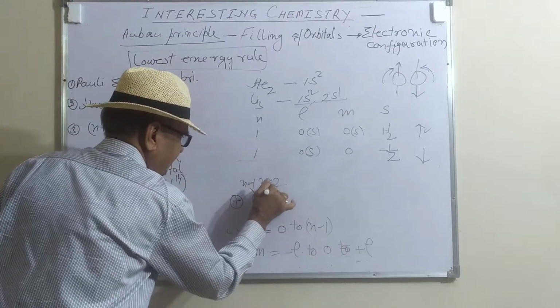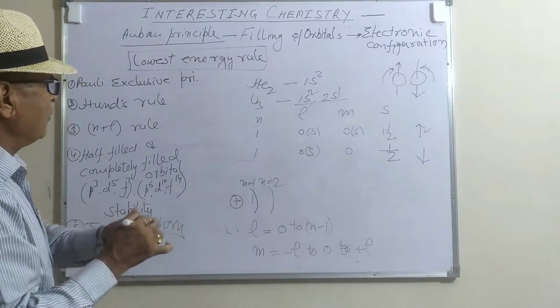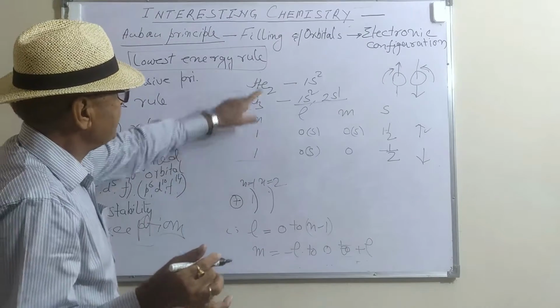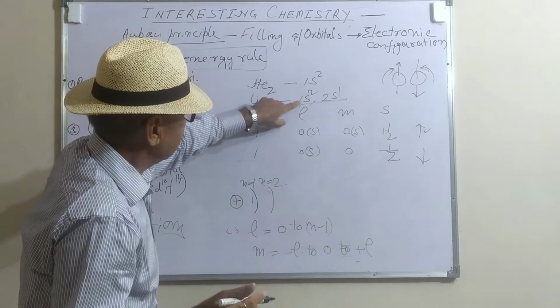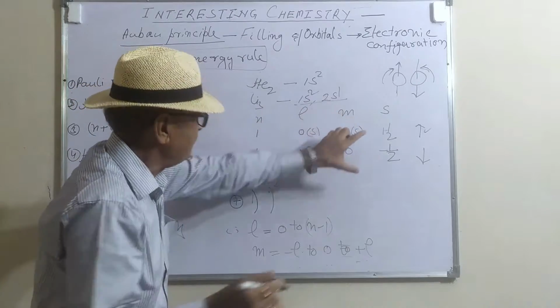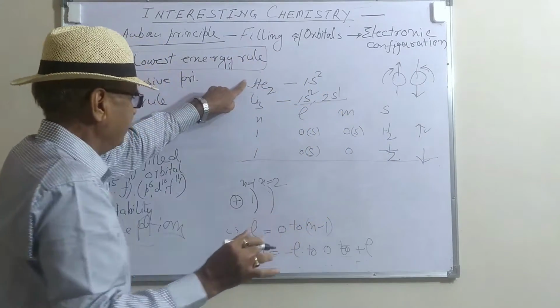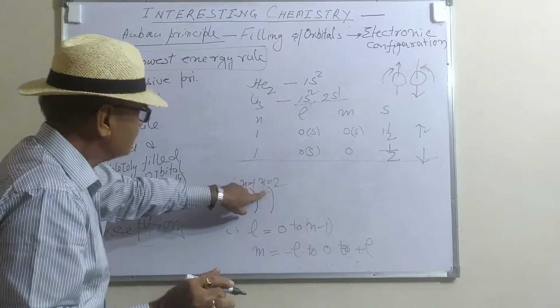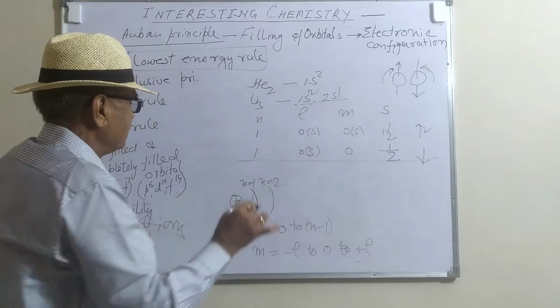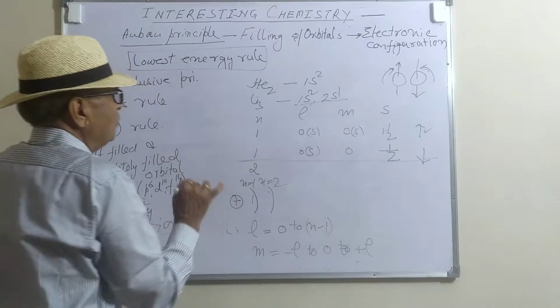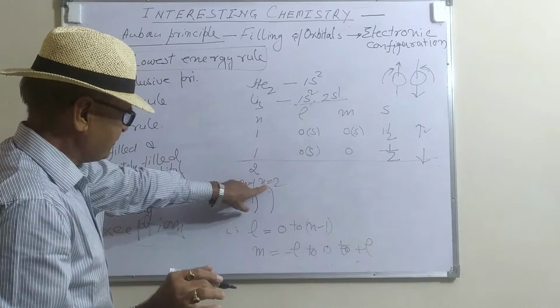This one and this one. Find out the value for the 1. You will write here this 1, the same. For 1s2, you will write the same values as I have written in helium. Now for this one, 2s1, you will write here 2. The principal quantum number is 2.